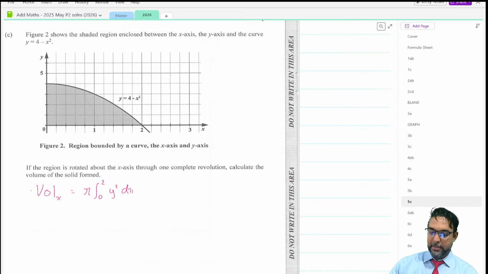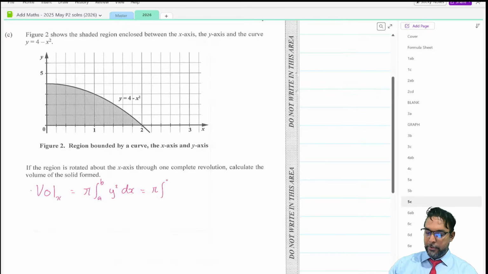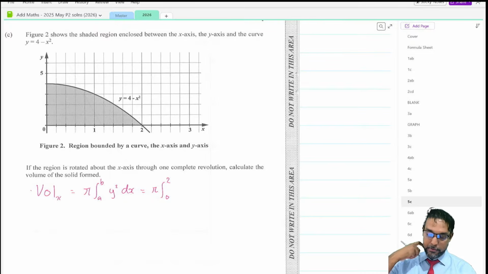Well, I guess we could put b and a just for the sake of having a formula, where b is greater than a. So we have pi times the integral between limits 2 and 0 of y squared, which is 4 minus x squared, all squared.